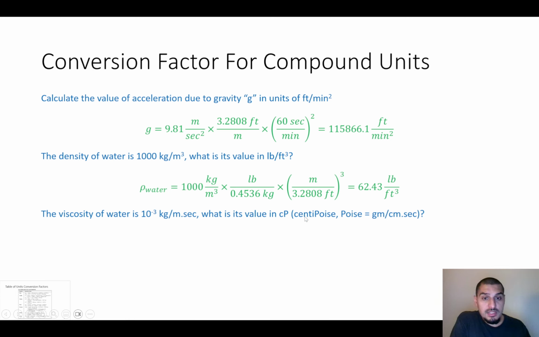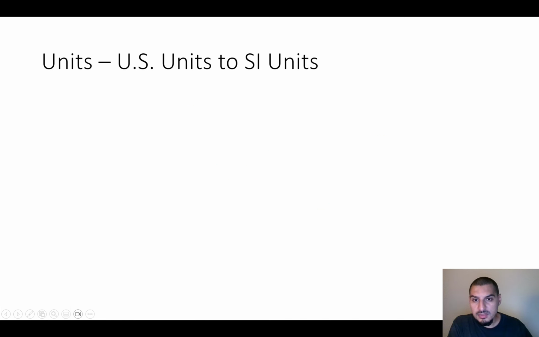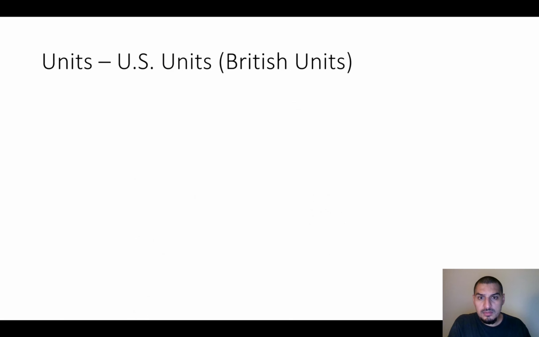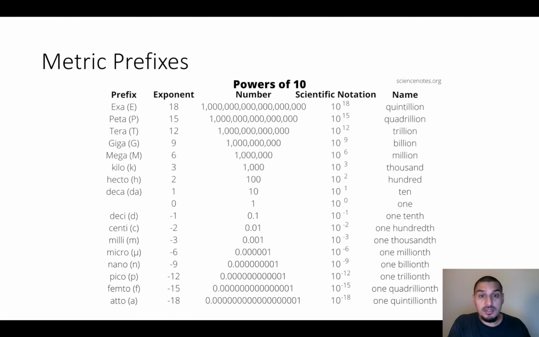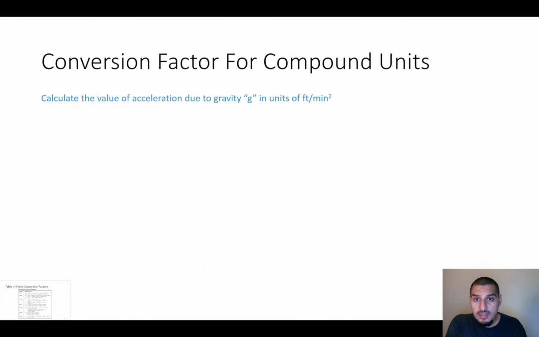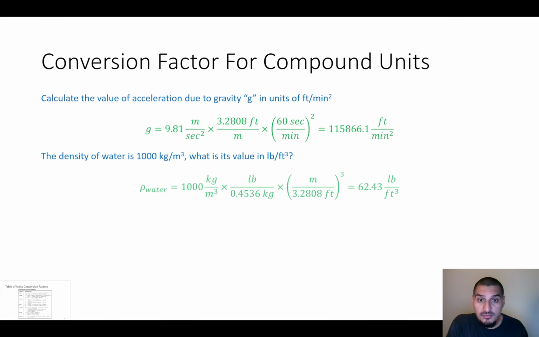So centipoise is centi something. This is one of the prefixes that we talked about before. Let me check. So we have here the prefixes. We talked about them before, and we have here centi. It's like centimeter. It is 10 power minus 2 of the meter. Okay, 1 over 100. So the same thing here. You have centipoise as we have centimeter.